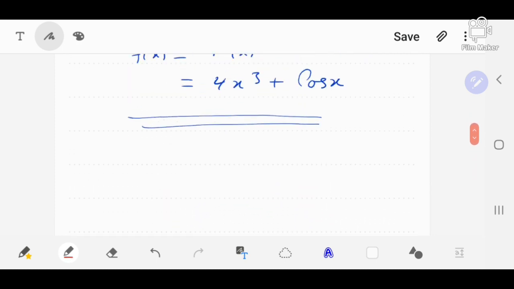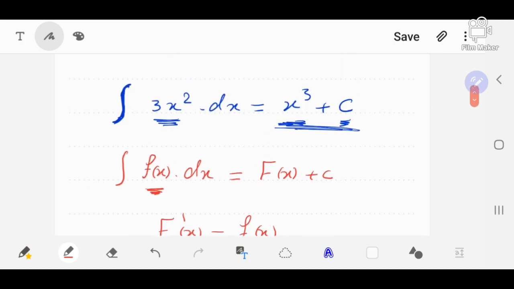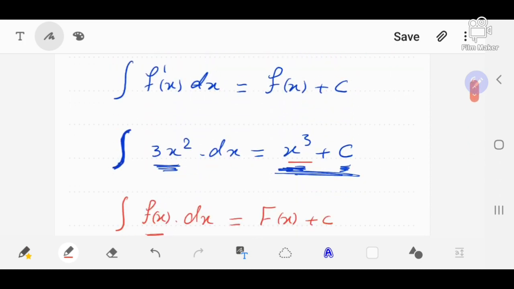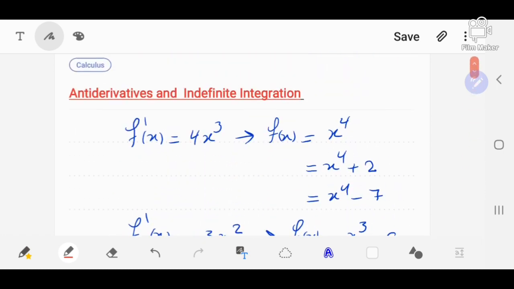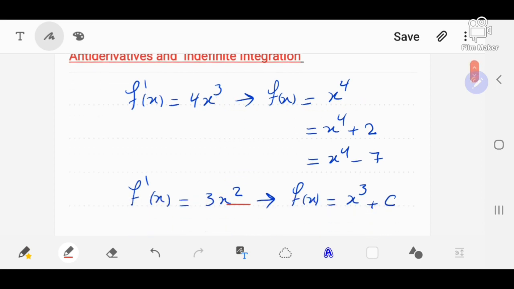Okay, let's try to generalize this. How can I find capital F of x easily? Am I going to always guess? Of course not. Let's have a look at this. 4x cubed, the original was x to the power 4. 3x squared, the original was x cubed. So simply, we just add 1 to the power. But is it only like this?